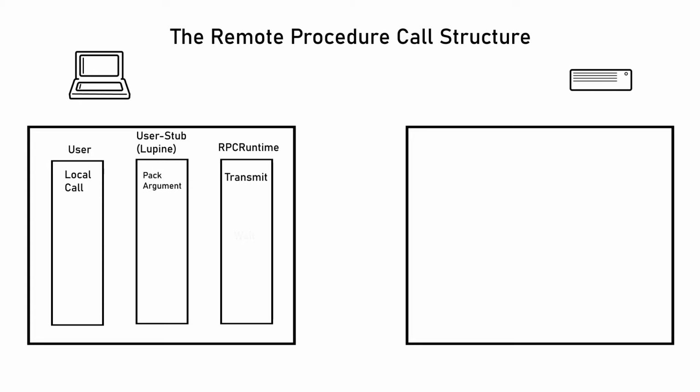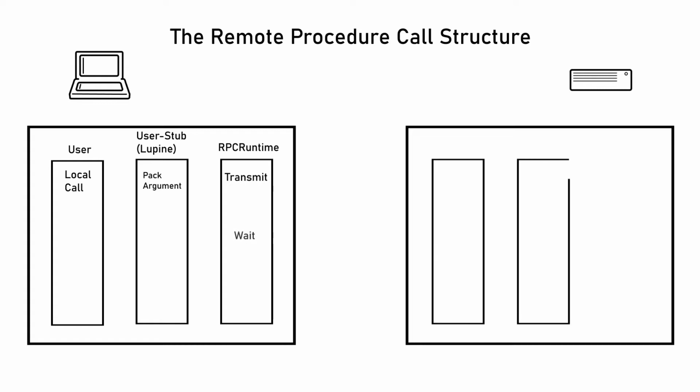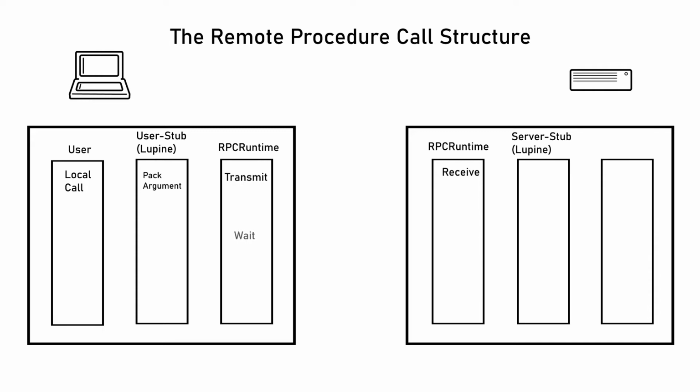We'll come back to this later because there are some interesting considerations Birrell and Nelson took into account for handling waiting time. So the server operates as almost a complete inverse of the user. The first line of contact for the server is the RPC runtime, which passes the received packet off to the server stub, also Lupine handled, which unpacks the argument and passes it as a local procedure call to the server.